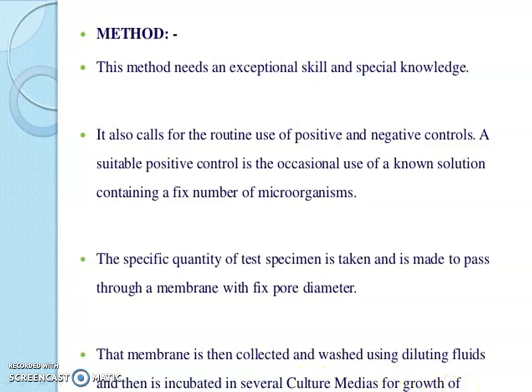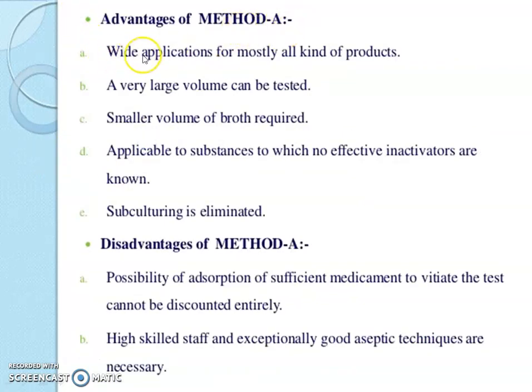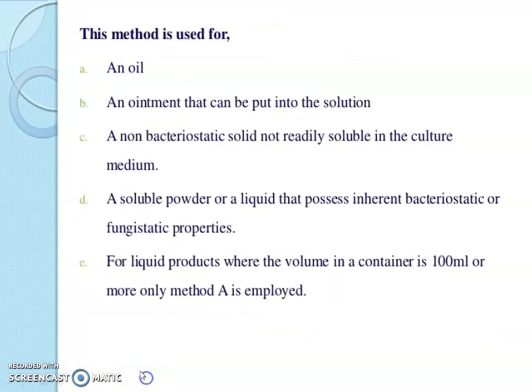Advantages of method A: wide applications for mostly all kinds of products. A very large volume can be tested. Smaller volume of broth required. Applicable to substances to which no effective inactivation methods are known. Subculturing is eliminated. Disadvantages of method A: possibility of absorption of sufficient medicament to vitiate the test, cannot be discontinued entirely. Highly skilled staff and exceptionally good aseptic techniques are necessary, and it also requires higher cost.